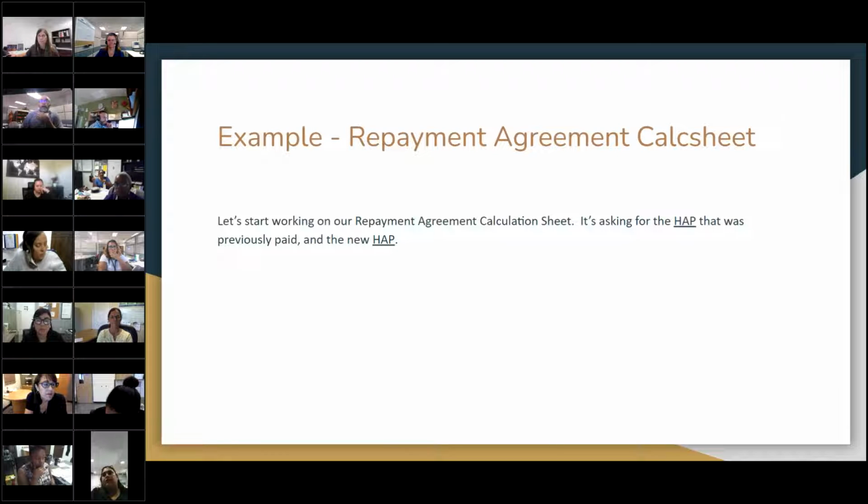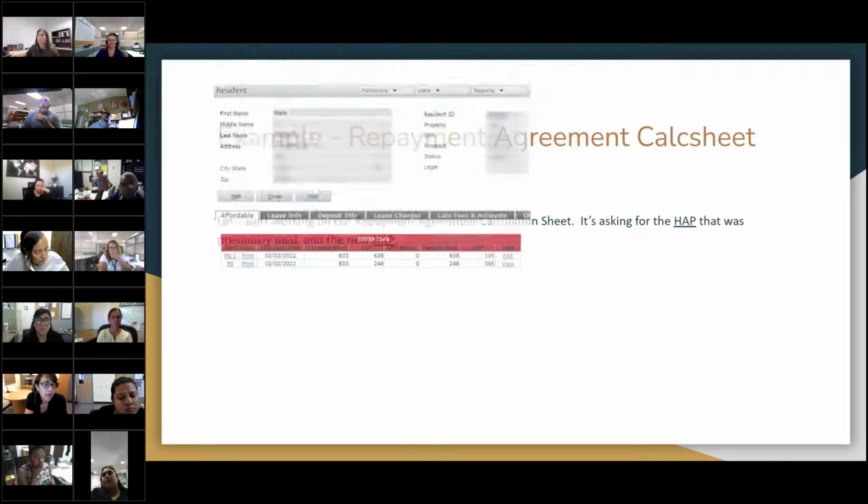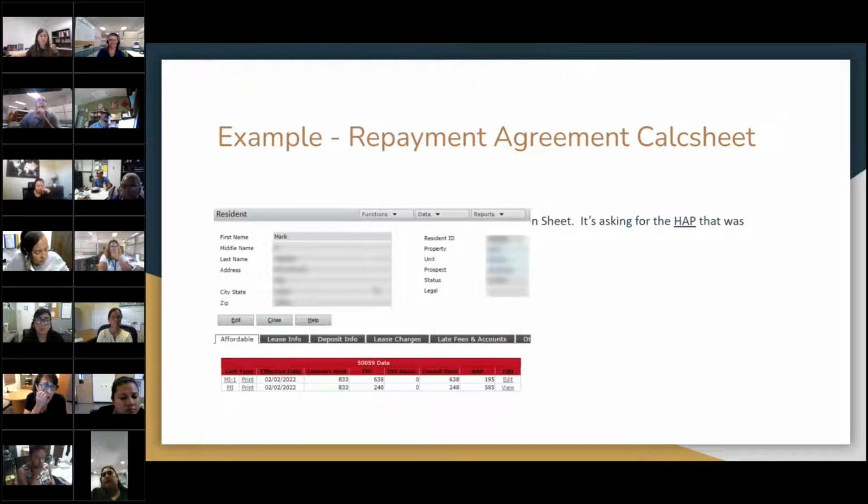So let's start looking at our calculation sheet. Remember, we're talking about things in terms of half. Here's our resident screen again. I fully recognize this is an easy example, but that's on purpose so we can all see what's happening on both sides. The original move-in had a HAP of 585, and now it's dropped to 195.